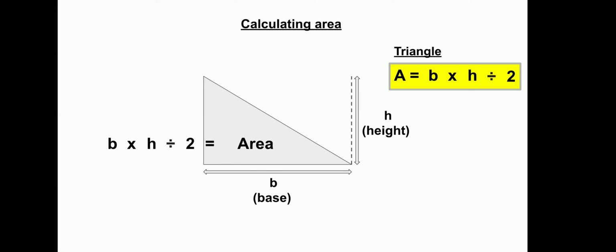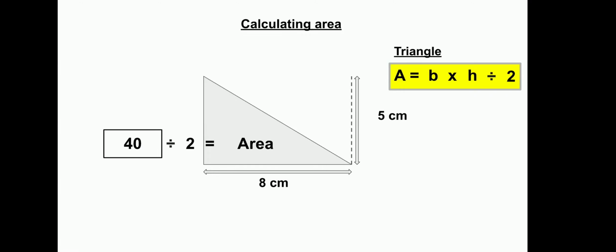So in this example, we have a triangle with a base of 8 centimeters and a height of 5 centimeters. And 8 multiplied by 5 gives us 40. And 40 divided by 2 gives us the total number of square centimeters of the triangle surface, which is 20 centimeters squared. And again, don't forget to put the exponent to show that you have calculated area.